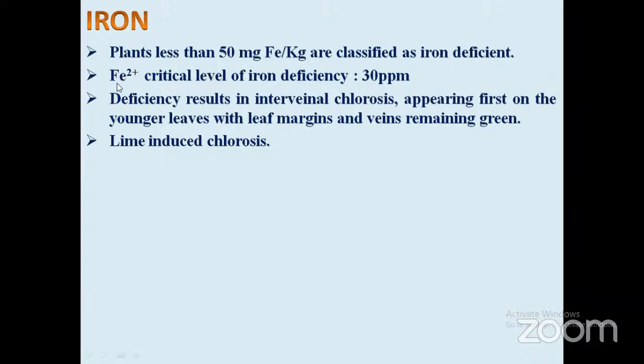Somewhere it was written that the critical level of iron deficiency is if the Fe2+ concentration in the plant is less than 30 ppm, then there is deficiency of iron, right? So these are two statements. One is saying that if a plant has less than 50 ppm of iron, it is iron deficient. Another is saying if it is less than 30 ppm of iron, then it is deficient. So if you are able to find the difference between these two statements, you tell.